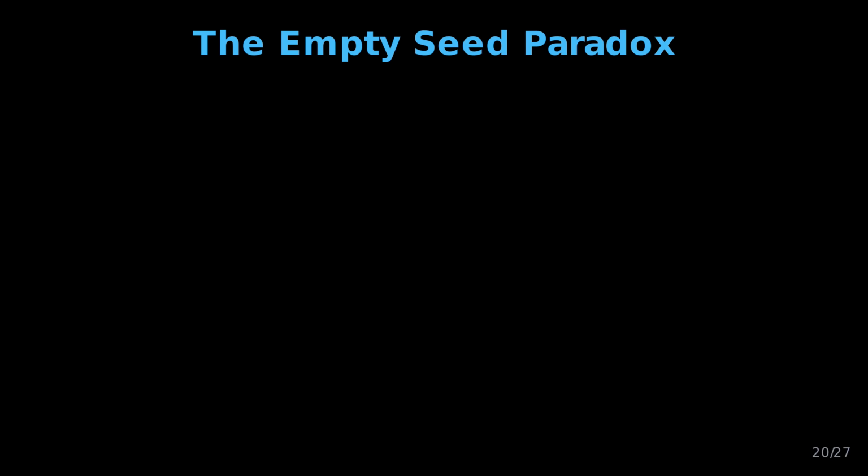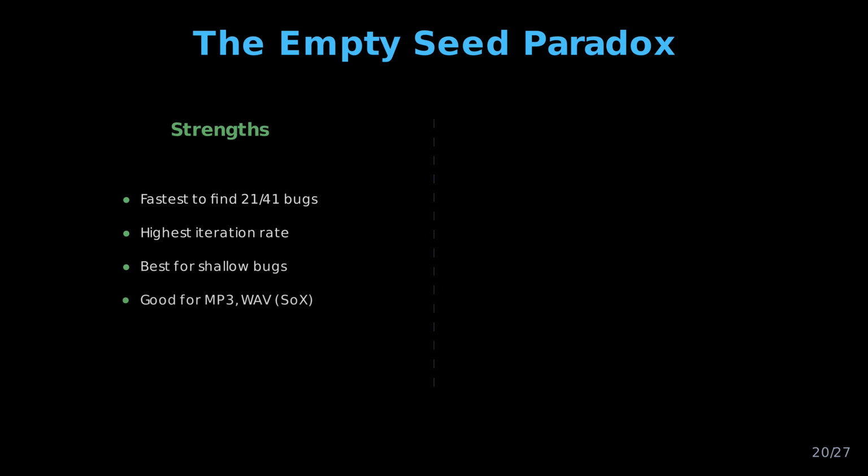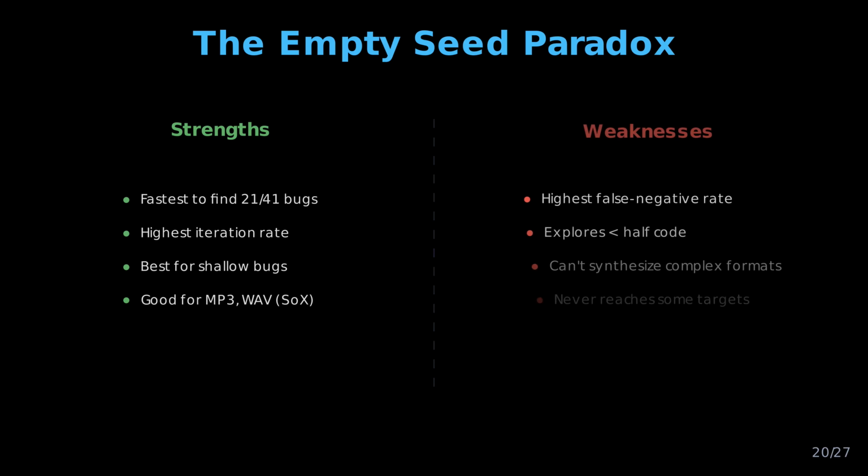The empty seed presents an interesting paradox. Of the 41 bugs it found, it was the fastest to find 21 of them, including the 3 CVEs in the SoX audio tool. It also found a known infinite loop bug in libtiff that the other corpora missed entirely, because the empty seed's mutation could construct a malformed directory structure from scratch, while mutations of the valid TIFF files tended to break the existing structure in ways that caused early parser rejections.